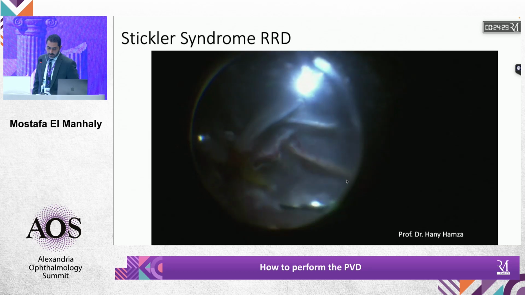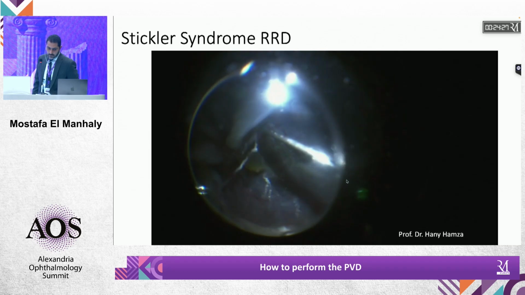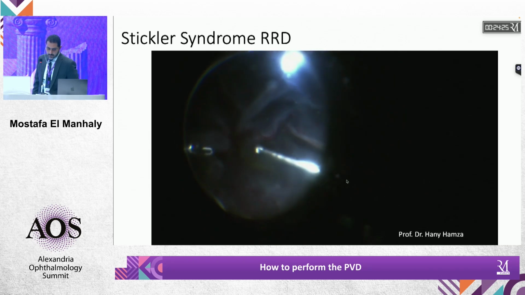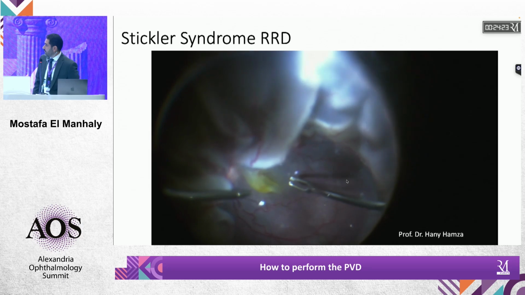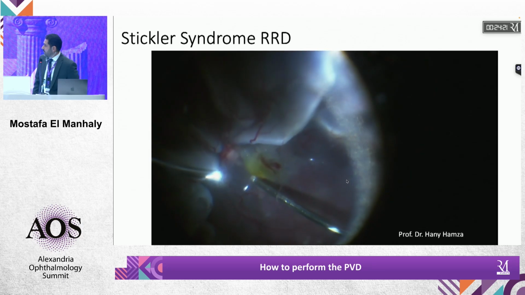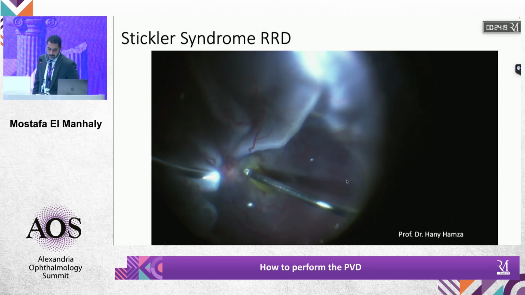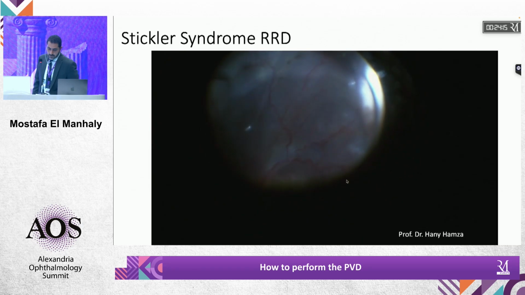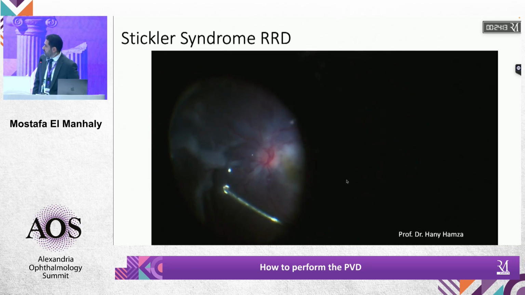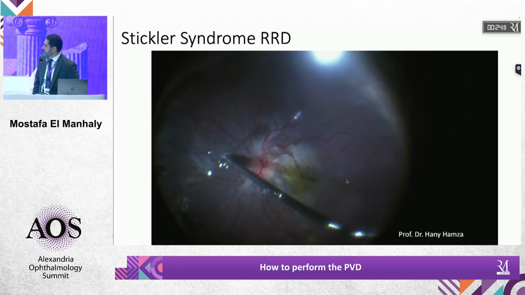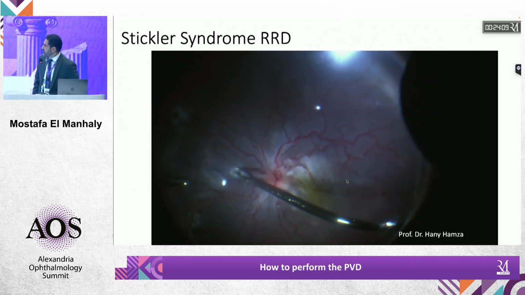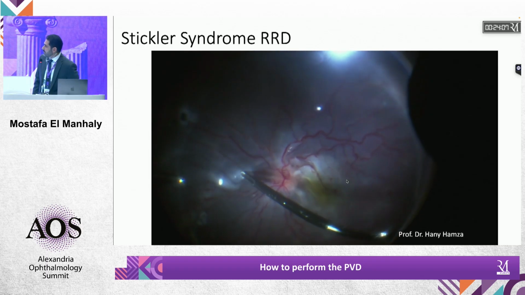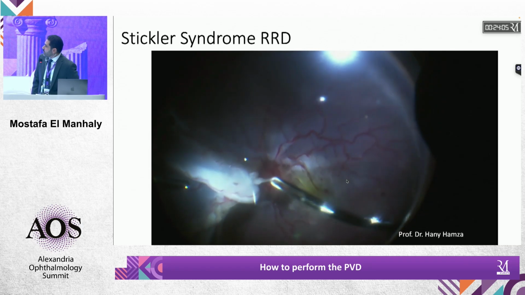At the end, I had to remove the ILM to ensure that the posterior hyaloid is completely removed from the posterior pole. I had some bleeding during the peeling, but it's fine. And then I put perfluorocarbon, and I did this ILM peeling. These cases are actually very tough in detaching the posterior hyaloid, Stickler syndrome. So it's very nice showing. So, Dr. Hassan, please.